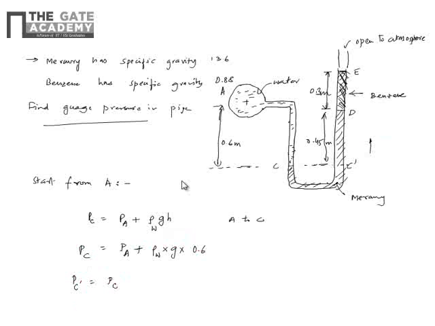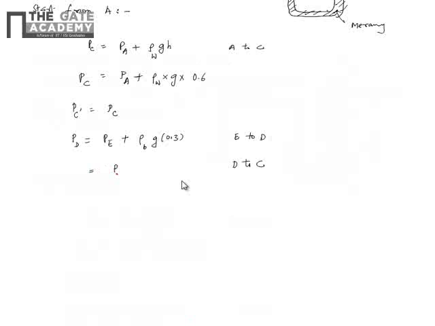So now you can move upward from C to D, or you can move from E downwards towards C dash, or vice versa. If we do it that way, PD is PE plus rho of benzene times g times h, which is 0.3, moving from E to D. Similarly, moving from D to C dash, I can write PD plus rho of mercury times g times 0.45 at C dash.